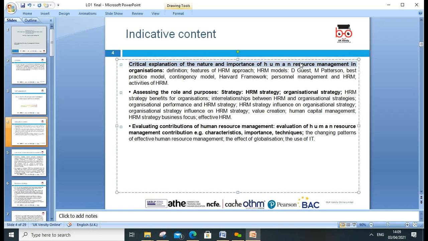So we'll go through the definition of HRM, the Guest model, Pearson models, and other contingent models, the Harvard model, and various other models. We can use hard and soft approaches of human resource management. So we'll go through that, and we'll discuss the purpose and the strategies.